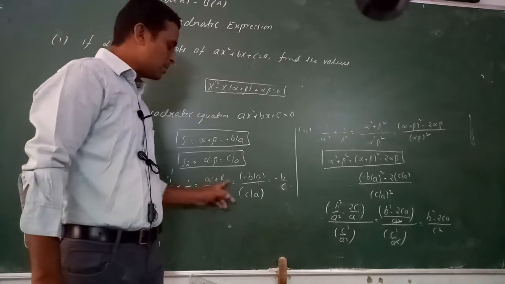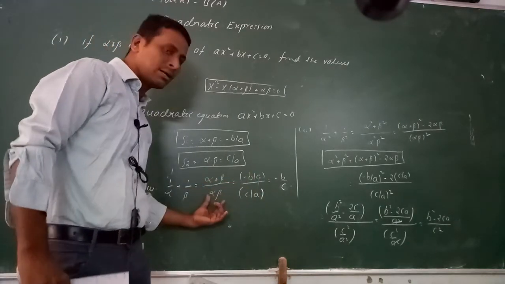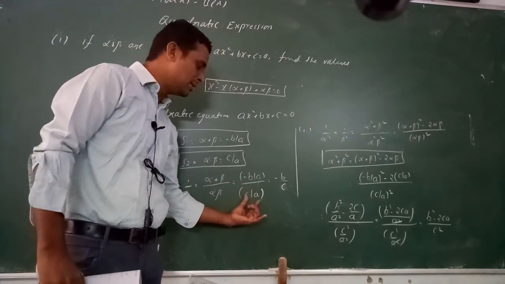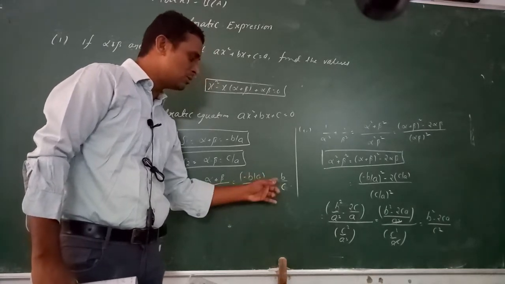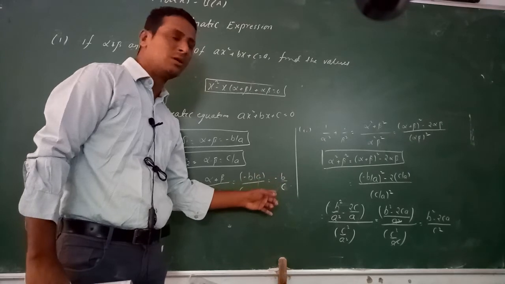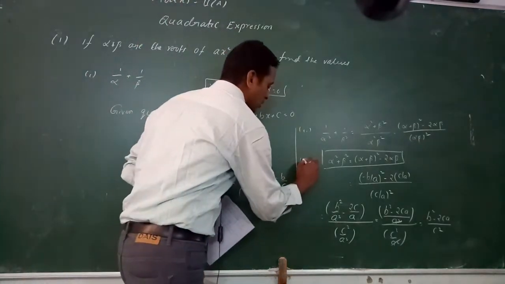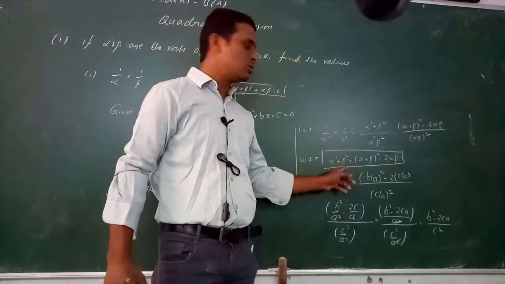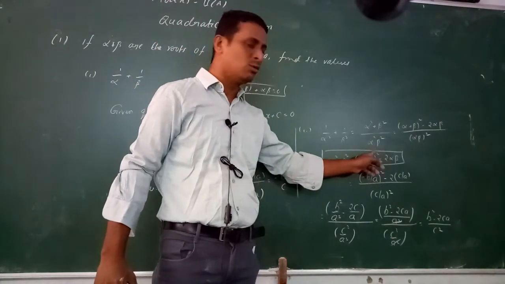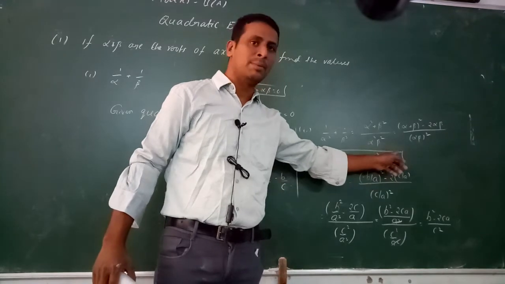Sum of the roots formula: minus b by a, divided by product of roots, c by a. What is the cancellation here? A cancels. That is equal to minus b by c. One formula you know: alpha square plus beta square is equal to what? Alpha plus beta whole square minus 2 alpha beta.